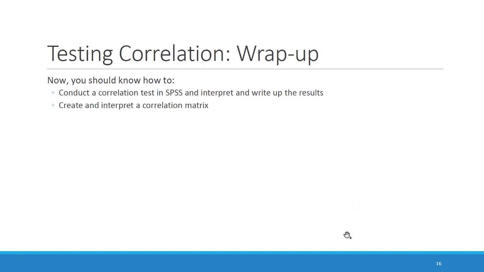Okay, so that finishes our discussion of testing correlations in SPSS. To wrap up, now you should know how to conduct a correlation test in SPSS and interpret and write up your results, and to create and interpret a correlation matrix.